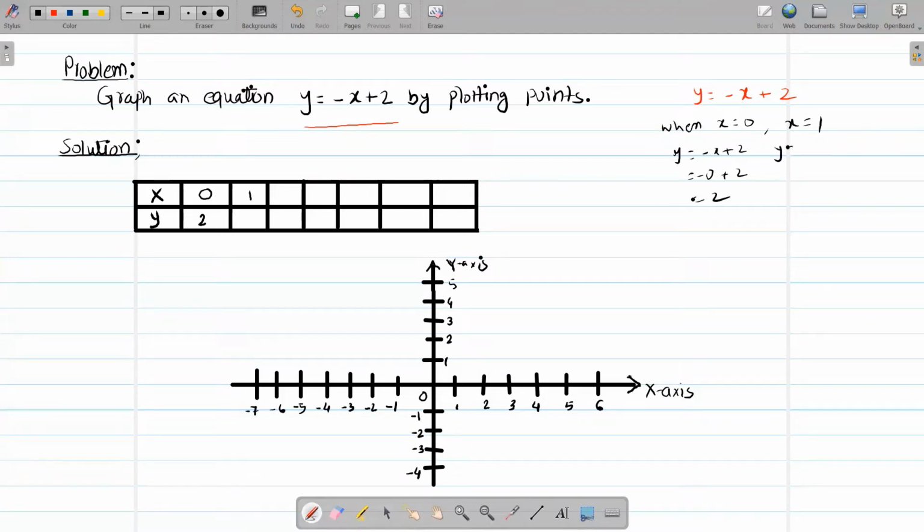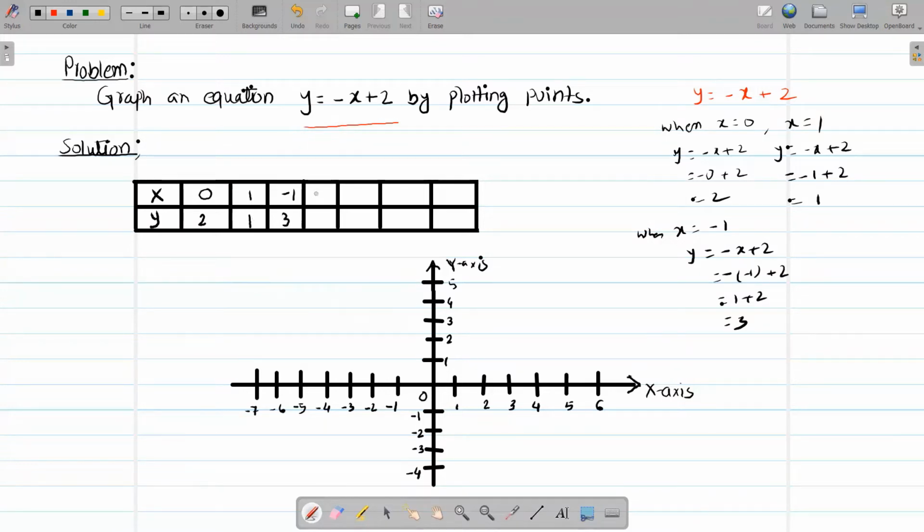So y equals negative x plus 2. So y is equal to negative 1 plus 2, which is 1, right? So our y is 1. Same way, I'm going to take some negatives. Negative 1. When x is equal to negative 1, y equals negative x plus 2, so negative times negative 1 plus 2. Negative times negative is positive, so 1 plus 2 is equal to 3. So our y is 3.